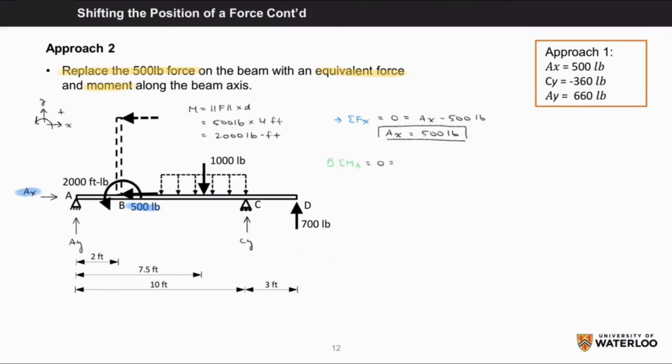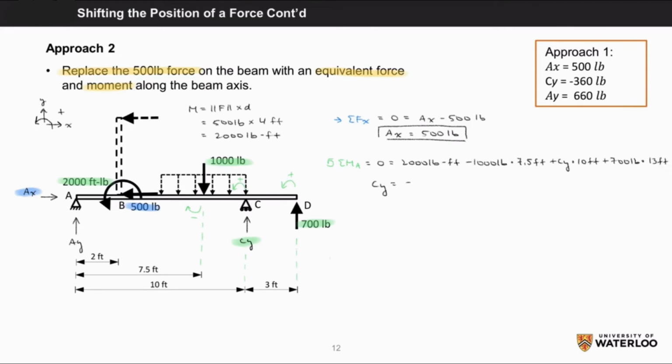We would no longer include the 500-pound force times its normal distance from A, and instead write the moment 2,000 pound-feet in the equation, giving us 0 equals 2,000 pound-feet, which is being added since it will act in the positive counterclockwise direction, minus 1,000 pounds, since it will act in the negative clockwise direction, times its normal distance to A of 7.5 feet, plus CY, since it will act in the positive counterclockwise direction, times its normal distance to A of 10 feet, plus 700 pounds, since it will act in the positive counterclockwise direction, times its normal distance to A of 13 feet.